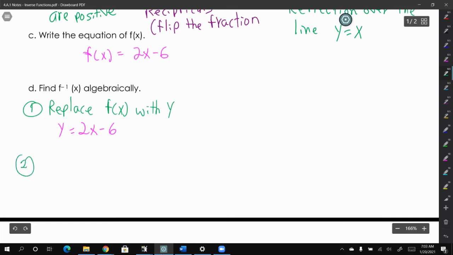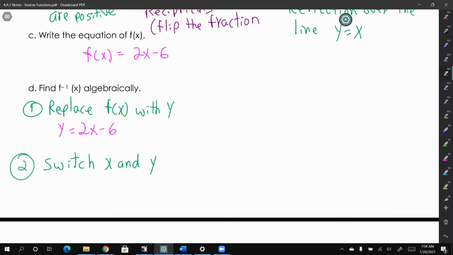My second step is going to be switch x and y. And that should make some sense because, like we just discussed, back in geometry, when we reflected over the line y equals x, we just, again, switched the x and y coordinates. So it would make sense that if I want to find the inverse algebraically, we should just switch where x and y are. So x equals 2y minus 6. And then step 3 is going to be get y by itself.